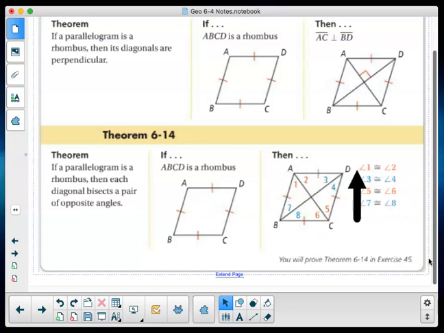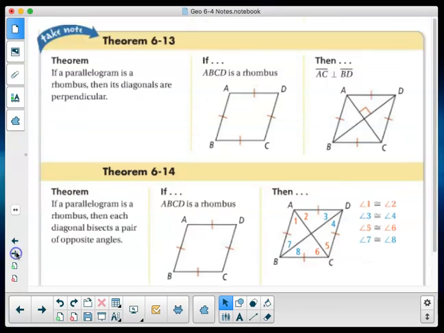So angle 1 and 2 are the same, angle 3 and 4 are the same, 5 and 6 are the same, and 7 and 8. But more importantly, the red angles are the same, the blue angles happen to be the same, because remember, the rhombus has these properties, but it also has all the properties of a parallelogram because it's a parallelogram. So diagonals bisect each other, opposite sides are the same, opposite angles are congruent, and one set of sides is parallel and congruent. Those things all come into play.